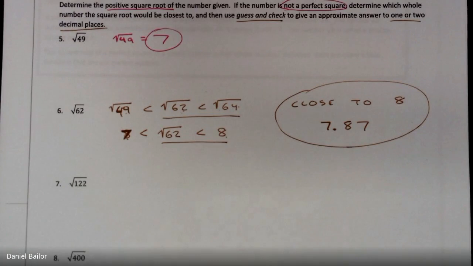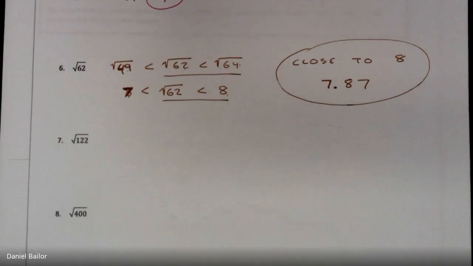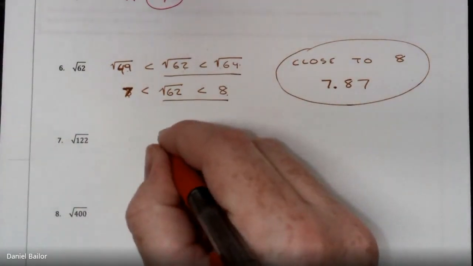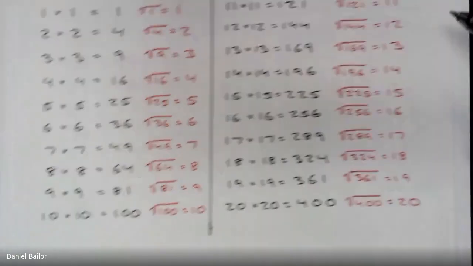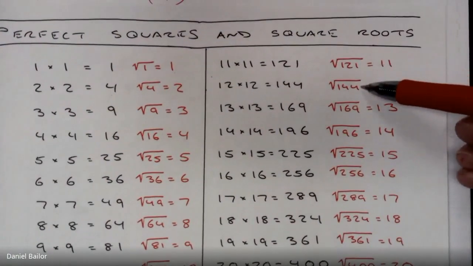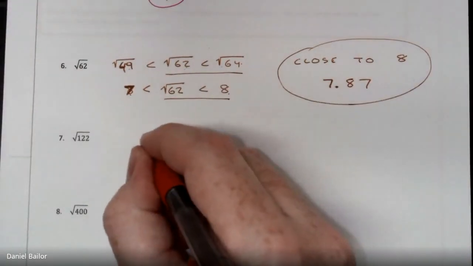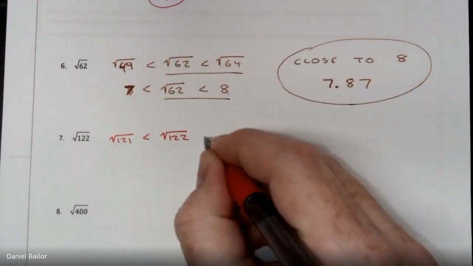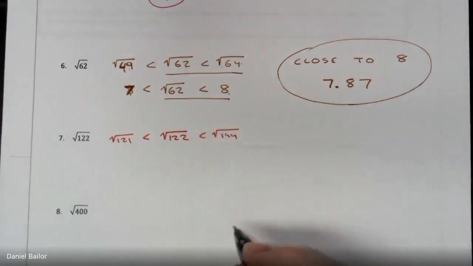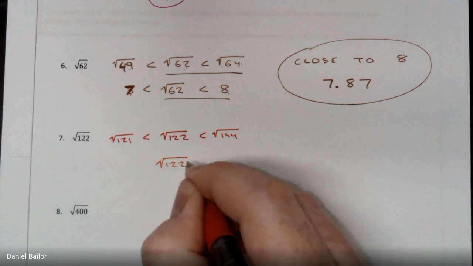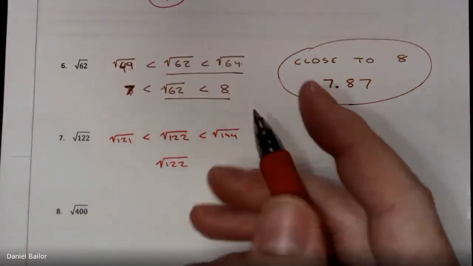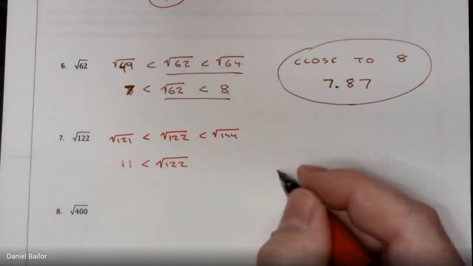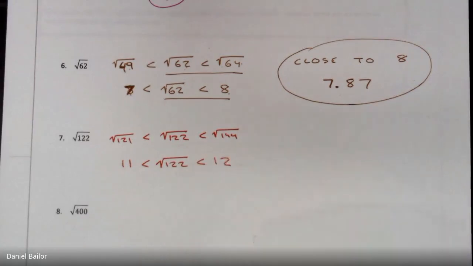Let's try another one. Let's try number 7. Now, the square root of 122. On our chart, you'll see that there is no 122. There's a 121 and a 144, though. So we know the square root of 122 is going to be bigger than 121 and smaller than 144. 121 was 11, 144 was 12. So the square root of 122 is going to be bigger than 11 and smaller than 12.